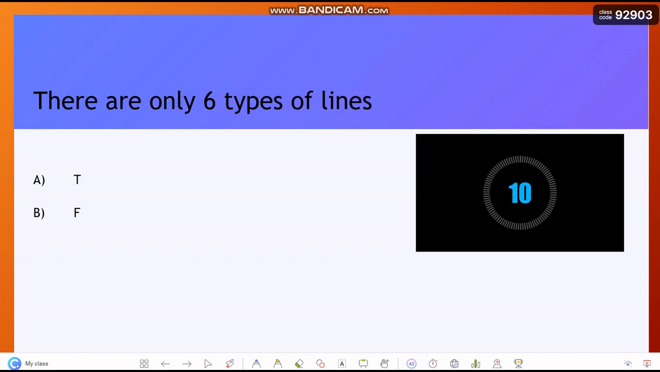Our next question. There are only 6 types of lines. Now I'm quite sure this one should be also easy for you. Look at the question again. Pay attention to what is asked. Look at the key words in this question. So obviously, for true and false, our answer will be false.